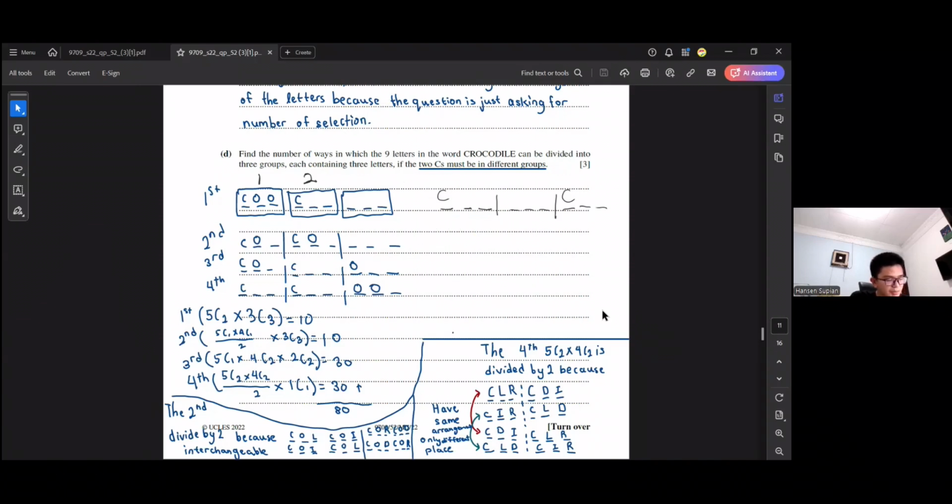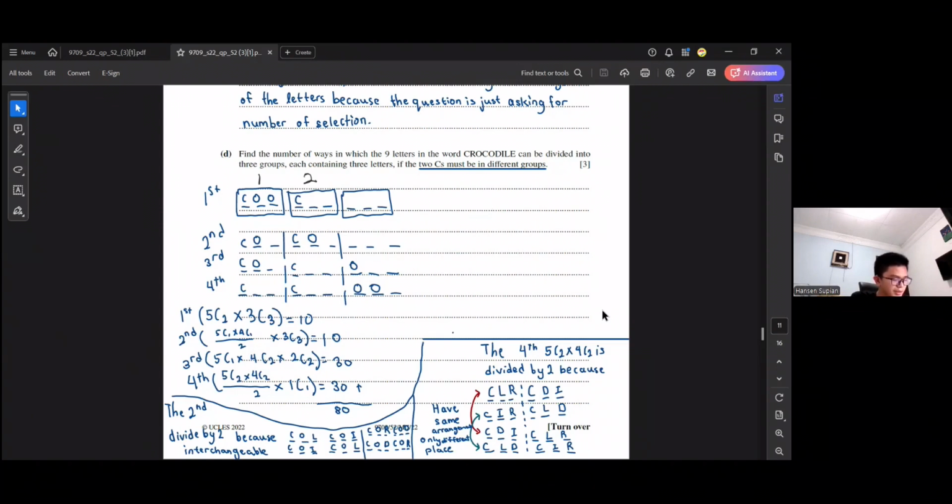So what sets them apart is actually the O's. Why do we put the O's first? Because the O's are like repetition, and in a selection like this, it's difficult for the O's to then be divided by 2. So it's better to just immediately put the O's there to be fixed.